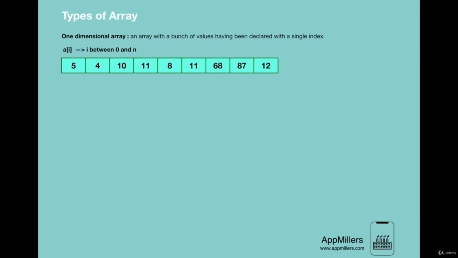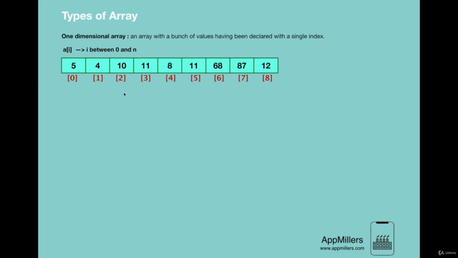The simplest type of array is the linear array, which is also known as the one-dimensional array. A one-dimensional array is an array with a bunch of values declared with a single index, as you see over here. A one-dimensional array is one which has only one row and multiple columns. If we look at the format of the one-dimensional array, we can easily see that we have multiple columns and one row. So how can we access an element of a one-dimensional array? One-dimensional array elements can be accessed using A[i], where i is an index between 0 and n. Here you see that each element has its own index and these indexes are unique.